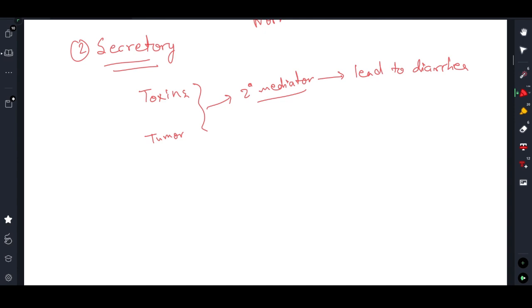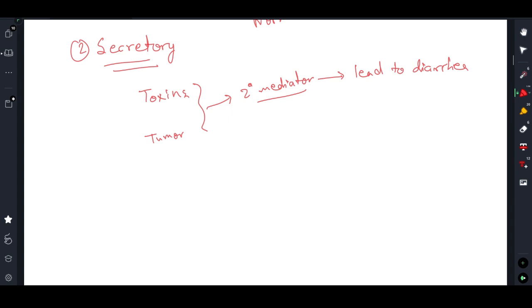So due to the action of the secondary mediator, there will be secretion of different ions. For example, potassium will be secreted, bicarbonate ions will be secreted, and water will be secreted as a result, due to the resulting osmotic changes going on. So a toxin or tumor will come and activate the secondary mediator, and as a result, the stool water content will go up, ultimately resulting in diarrhea.